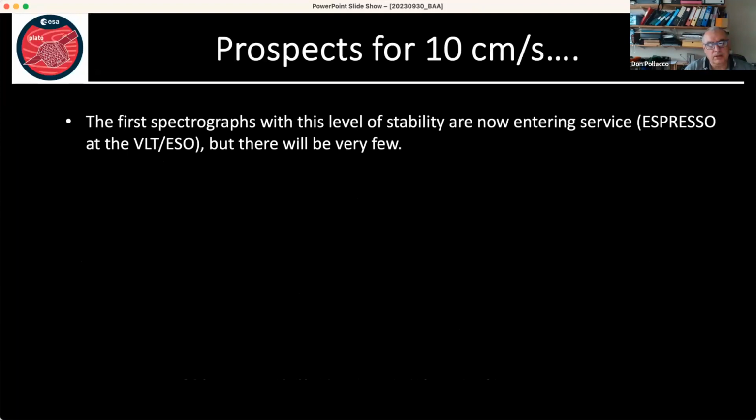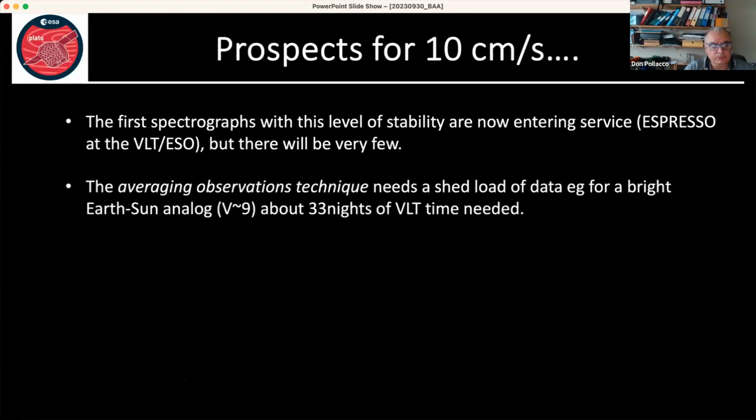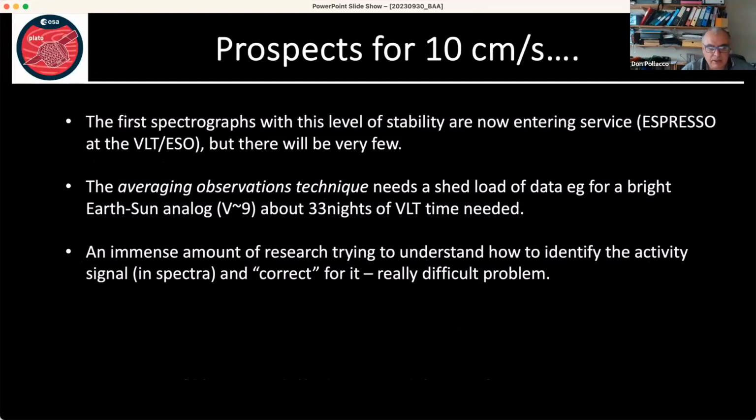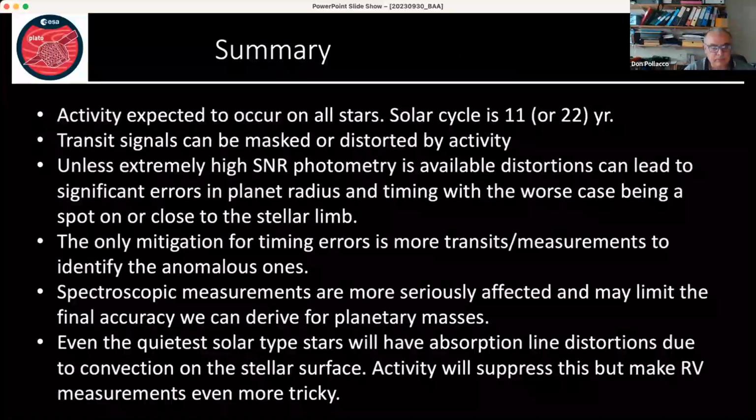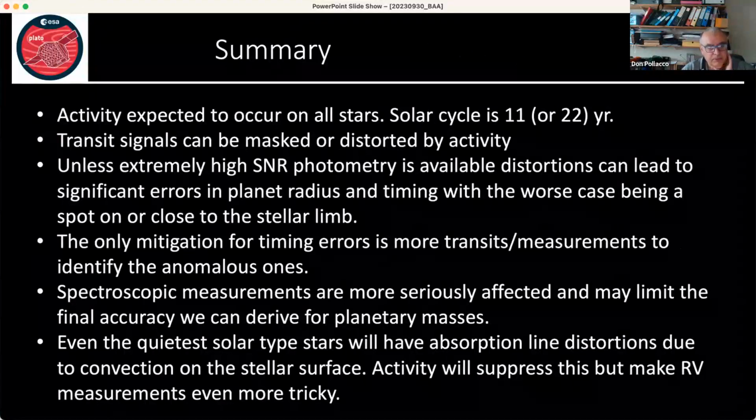So the level of stability is now possible. We can average them to get possibly the right level of accuracy. But we really need to understand activity to be able to model it out of the light curves. And there's other things we can do, like try and do this at infrared wavelengths, where the activity signals seem to be lower. So here's my summary.